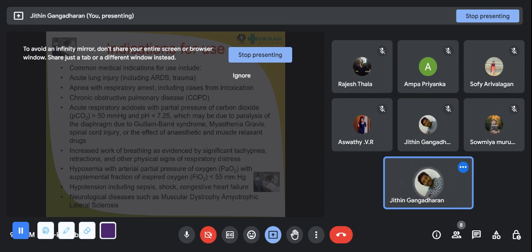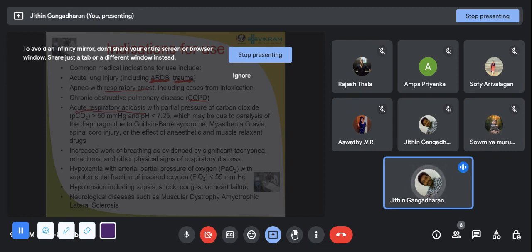Now, what are the indications of these ventilators, or the use of mechanical ventilator? ARDS, the main thing, acute respiratory distress syndrome. Then trauma to the chest, in case of accidents, acute lung injuries, respiratory arrest, COPD, if the patient is not able to respire properly, and acute respiratory acidosis with carbon dioxide more than 50 mm of Hg.